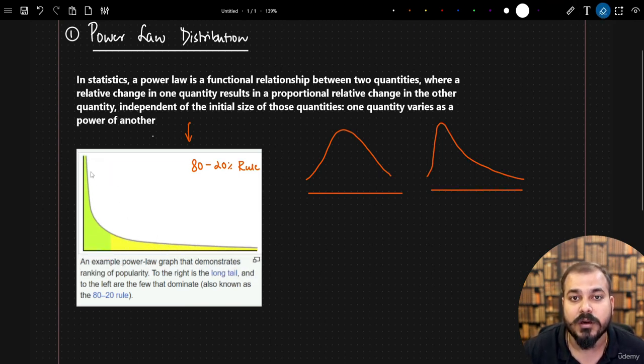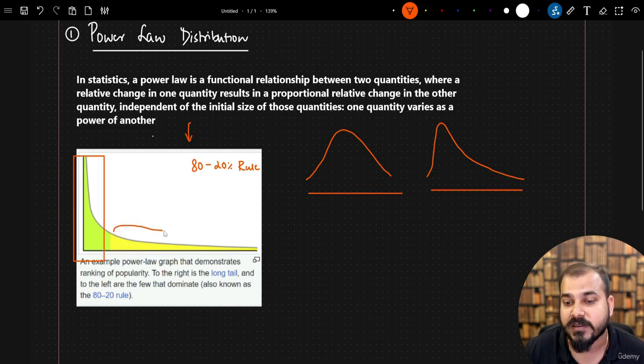It is just trying to show you the relationship between one variable and the other variable. A relative change in one quantity results in a proportional relative change in the other, and in the last statement, one quantity varies as the power of another. Whenever you have this kind of relationship, it is called the 80-20% rule. This particular variable takes up 20% of the entire area, and the remaining will be the 80% of the entire area. So this is how the relationship looks. To the right, we call it a long tail, and to the left, there are a few that dominate, so it is also known as the 80-20% rule.